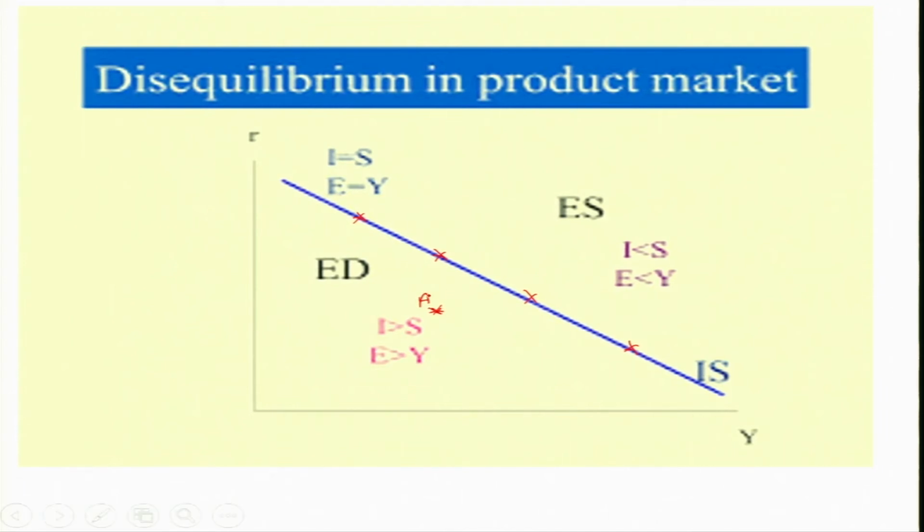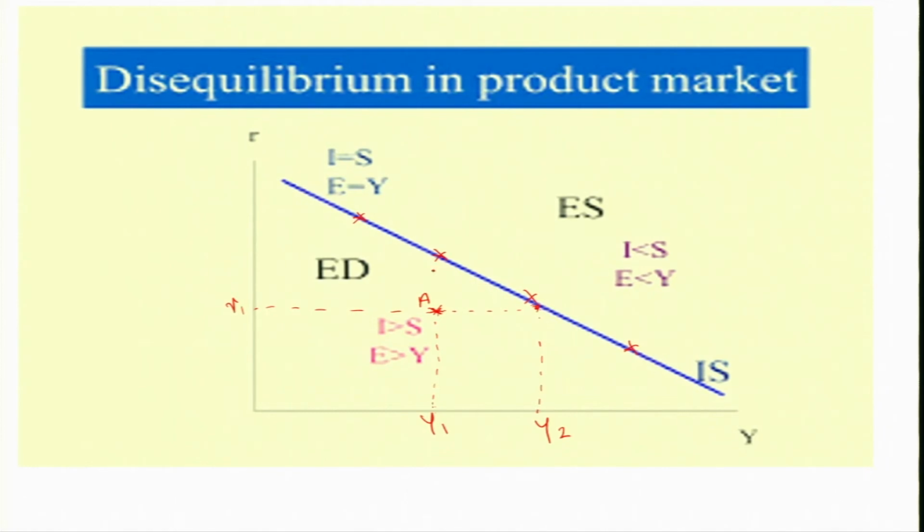Now, look at for example this position, point A. In this position the rate of interest is low. When the rate of interest is low, investment will increase. With a low rate of interest and high investment, in order for investment to equal saving, we need more income. But here income is only Y1.